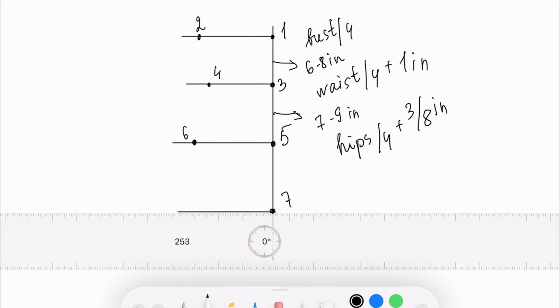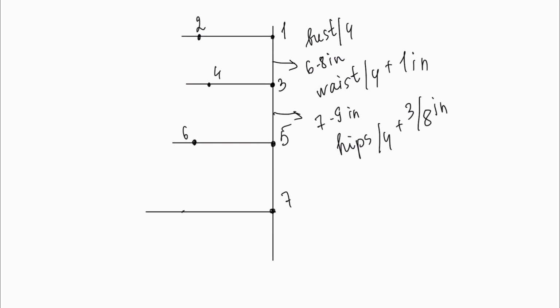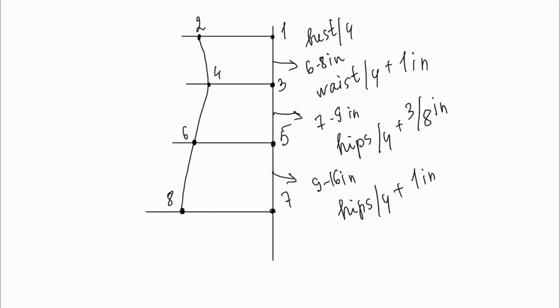The distance between 5 and 7 depends on how long you want your slip dress to be. I put 9 inches and this is the hemline. On this line mark point 8. The distance between point 7 and 8 is your hips measurement divided by 4 plus 1 inch. Now connect points 8, 6, 4 and 2 and our pattern is almost ready.